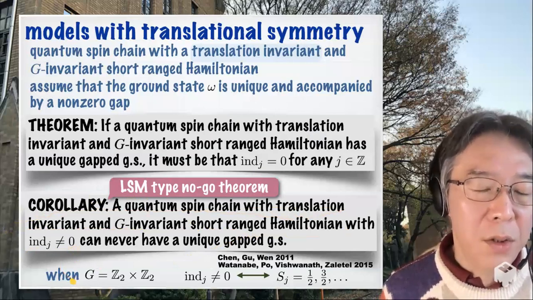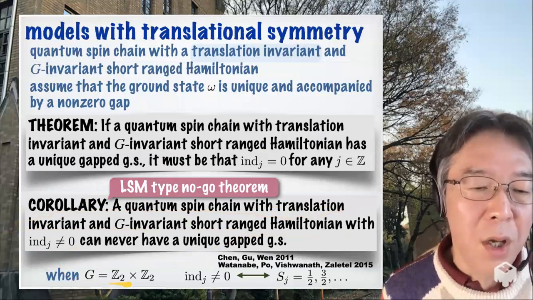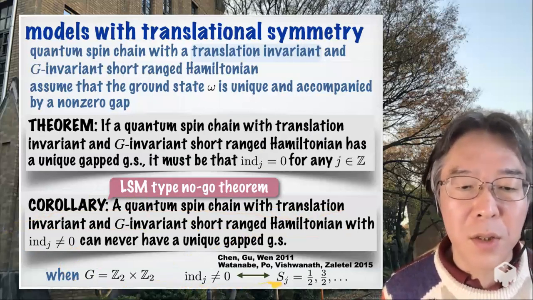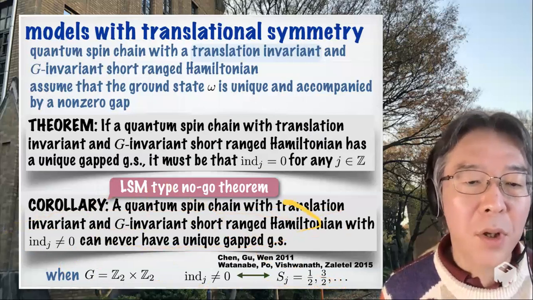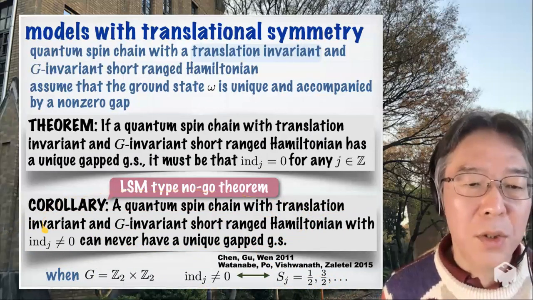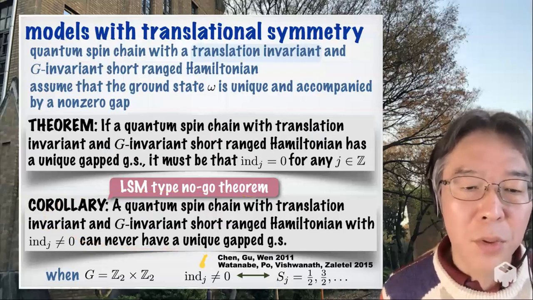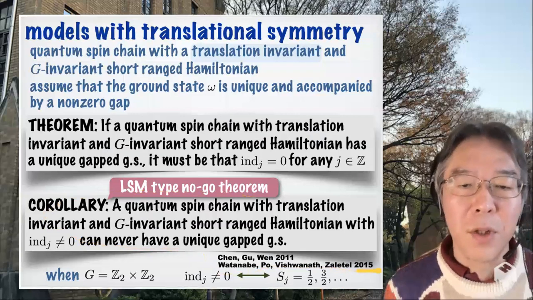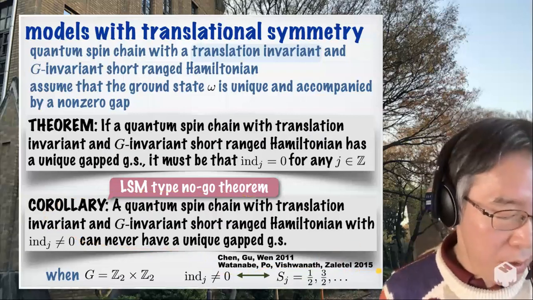When we choose G as Z2 cross Z2, the condition that the index is non-zero tells you that the spin is a half-odd integer. This version of the Lieb-Schultz-Mattis type theorem was first stated by Chen, Gu and Wen, and proved for MPS by Watanabe, Oshikawa, and Tasaki. Okay, so that was very easy, wasn't it?